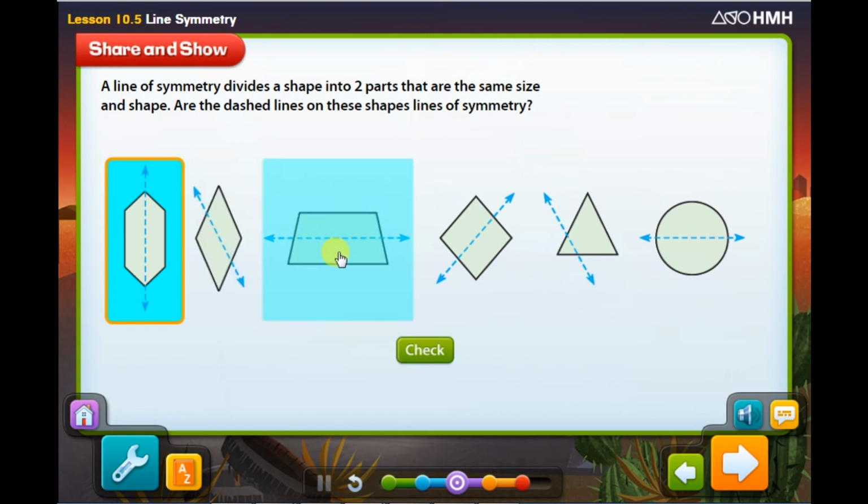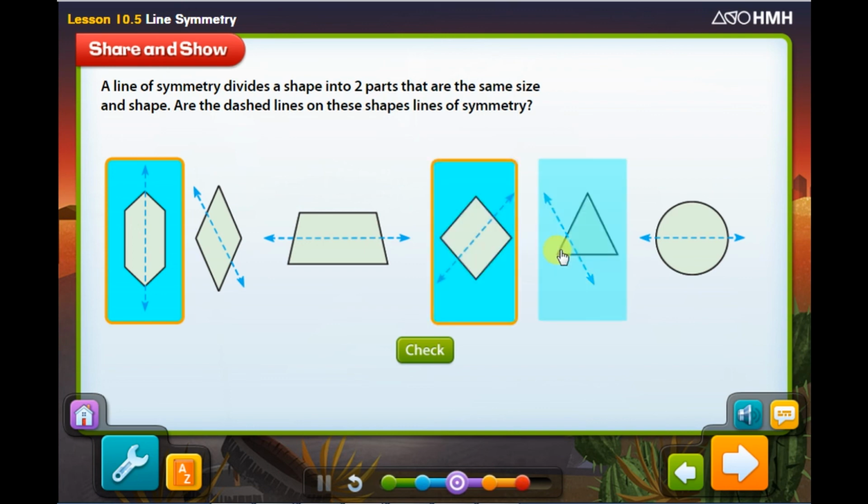Can I consider this a line of symmetry? This shape is a trapezoid, right? So if I cut it apart just in the middle horizontally, is this shape now like this shape? No, it is not. So I can't consider this a line of symmetry. Now look at this rhombus. All its sides are equal, and I cut it just in the middle, diagonally, of course. Now I create two shapes that match exactly, and they have the same size and the same length.